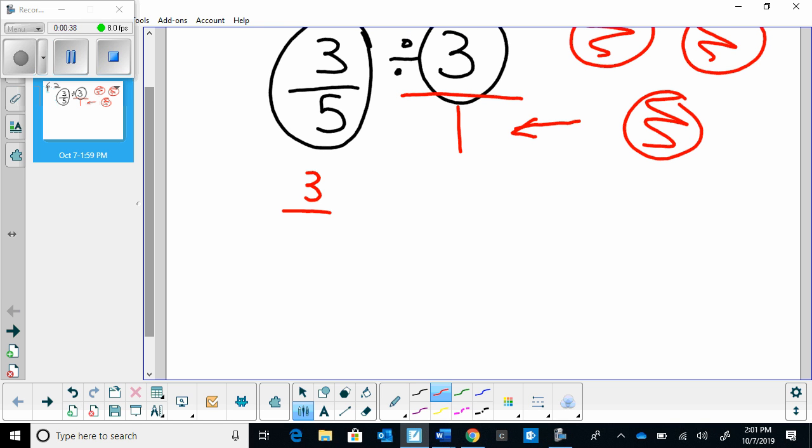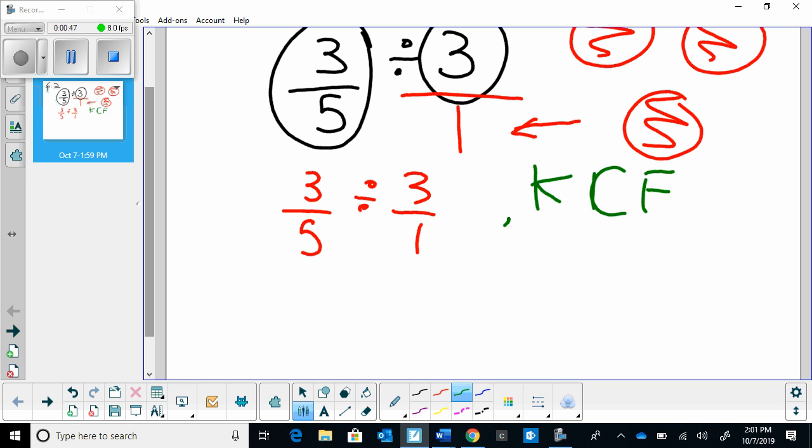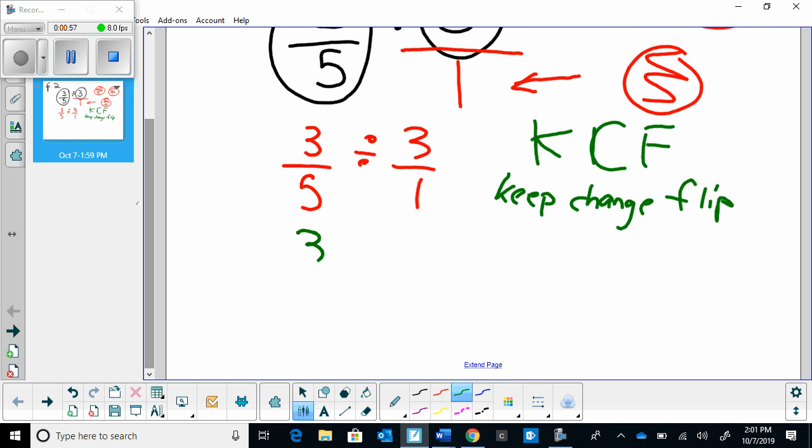Then from here, we learned an acronym that's going to help us solve these called KCF: Keep, Change, Flip. So what we do is we keep that 3/5. That stays the same. Then we change the division sign into multiplication. And then we flip this fraction over, so the denominator becomes the numerator and the numerator becomes the denominator. So flip that over.